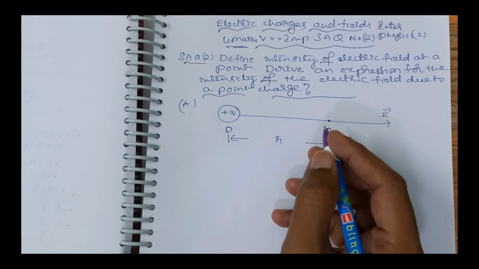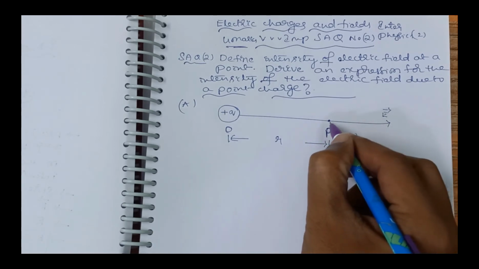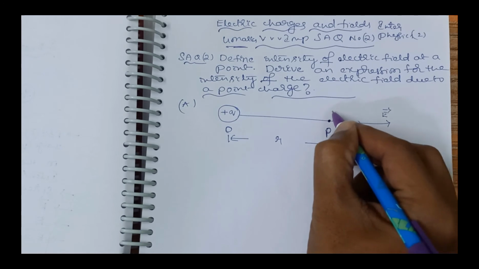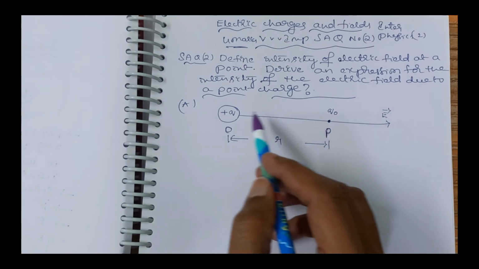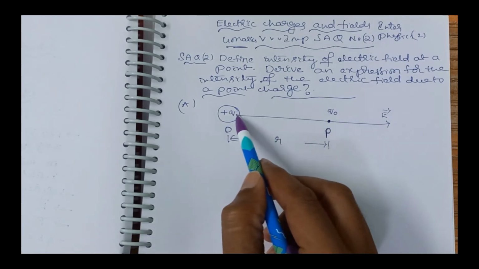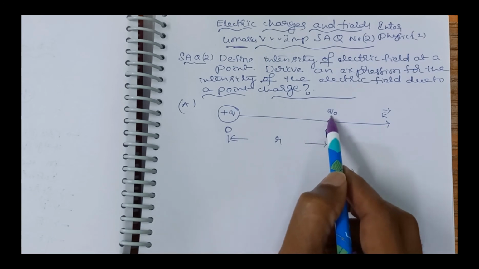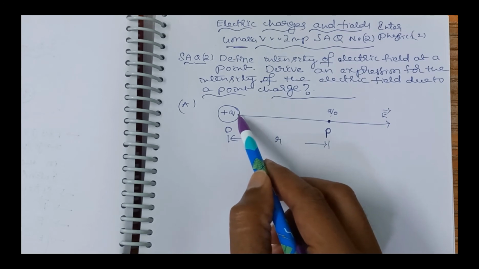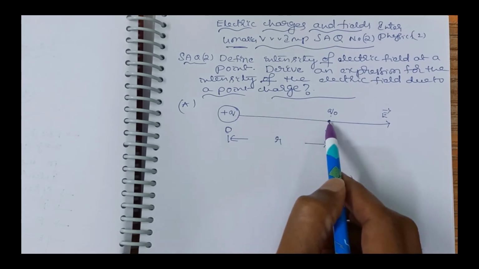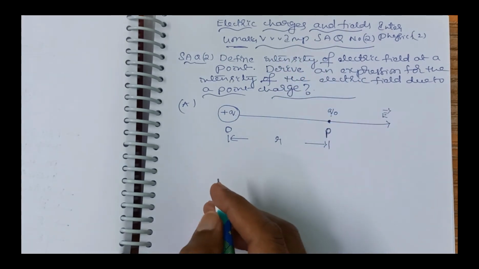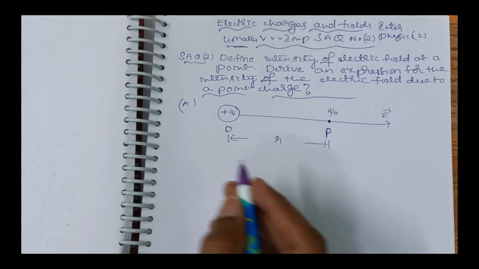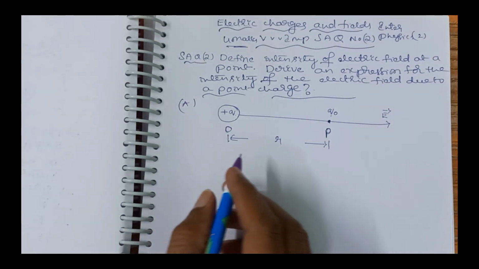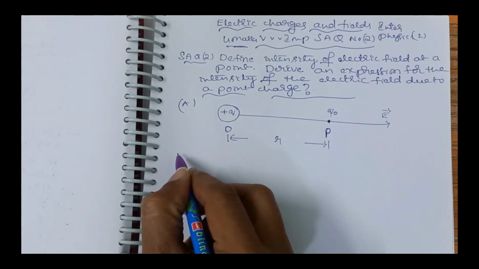Next, to find the intensity of electric field at the point P, now we are considering a unit positive charge Q0. Then the force acting on this charge at this point due to this charge is called intensity of electric field. So, first we write what is intensity of electric field definition.